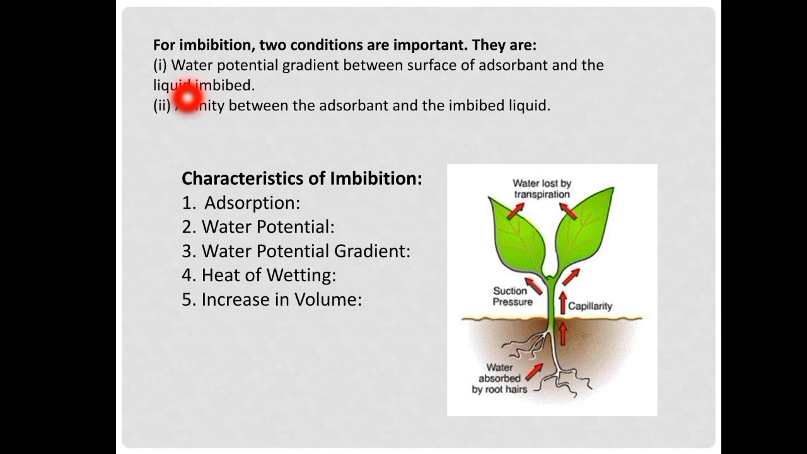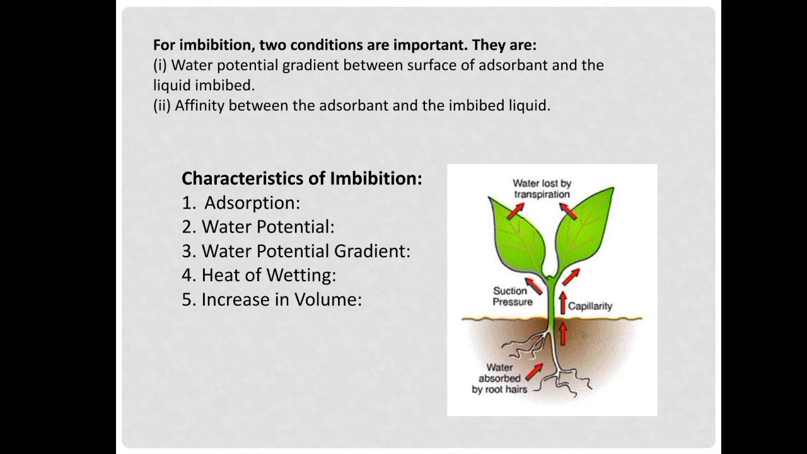And the second one, there should be a force of attraction between the imbibient and the imbibed liquid. So the second one says that there must be affinity or the force of attraction between the absorbent and the imbibed liquid. Also one condition is there, that is the temperature. So an increase in the temperature also brings about increased imbibition in the plants. So this was about the conditions.